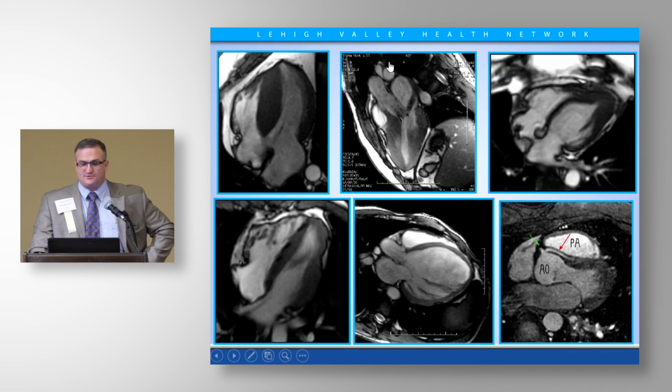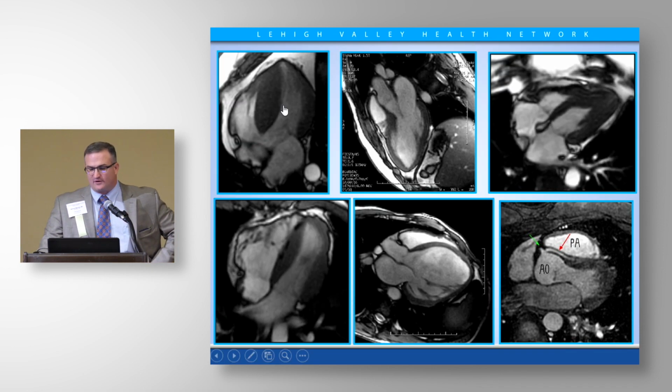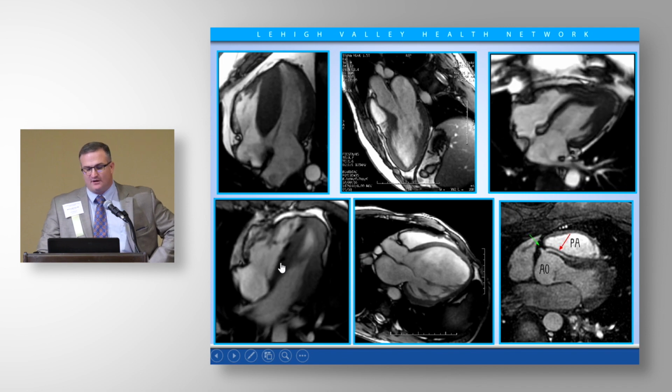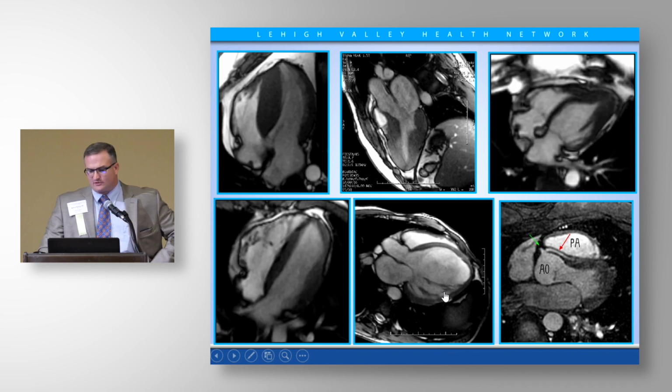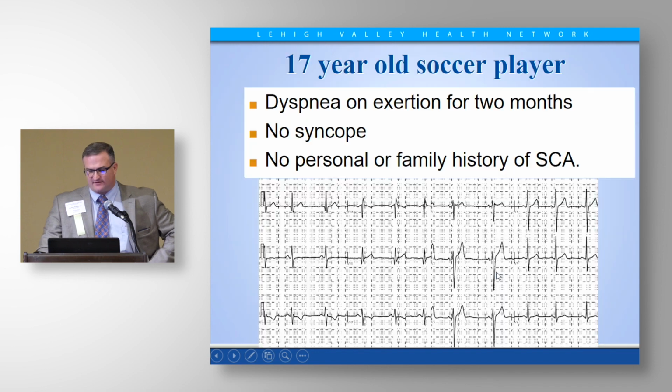So that's why it's become so important to look for hypertrophic cardiomyopathy with and without obstruction and other diseases, right, ventricular cardiomyopathy, dilated and anomalous vessels.